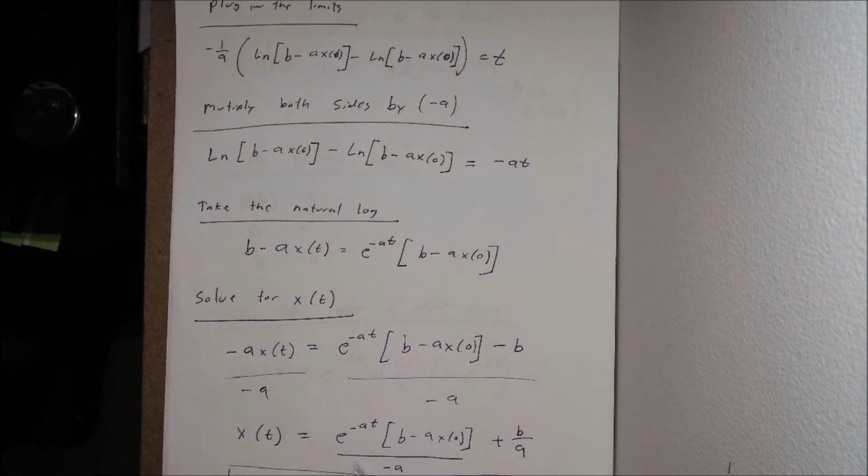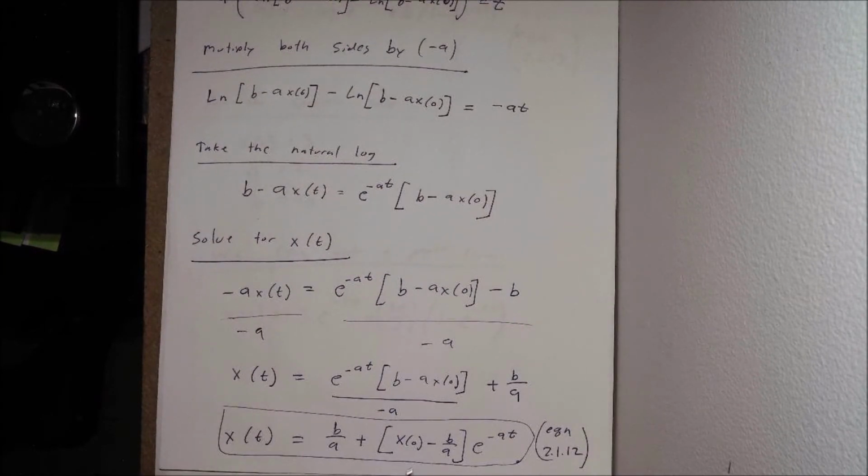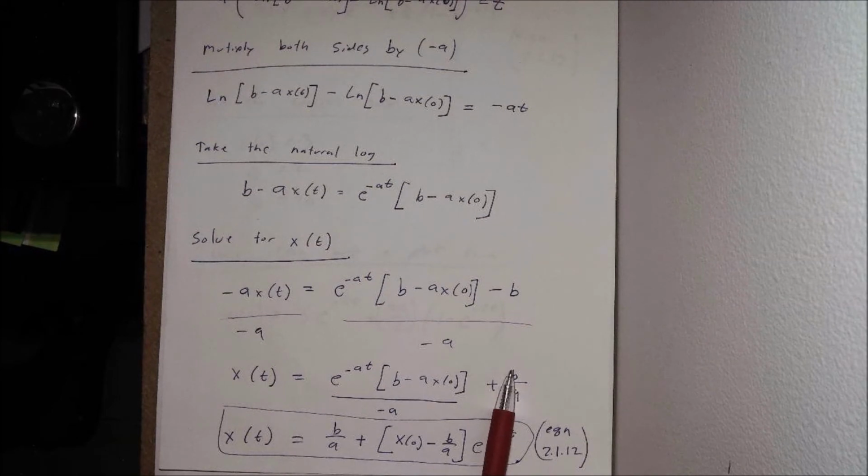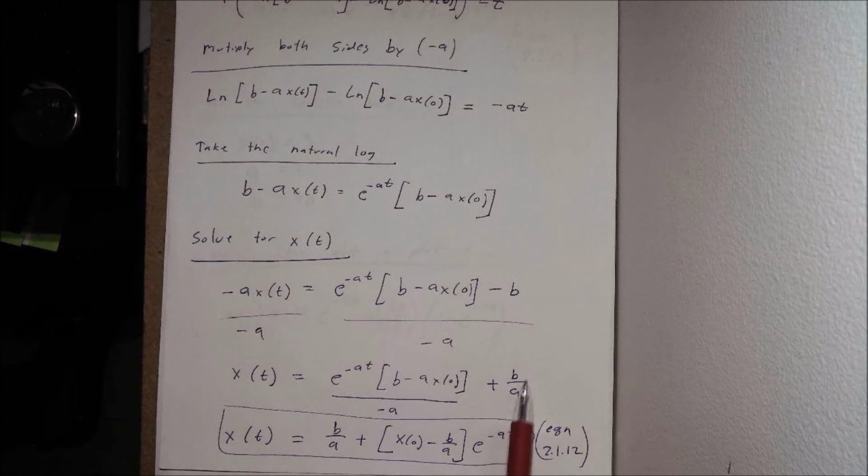So from this right here, x of 0 e to the negative at times b minus a x of 0 all over my negative a down here, plus b over a, because this would have been a minus, minus b over a, a double negative cancels to a positive. Then when we simplify this down a little bit and divide everything through by our a, x of t is equal to b over a plus x naught minus b over a times e to the negative at.